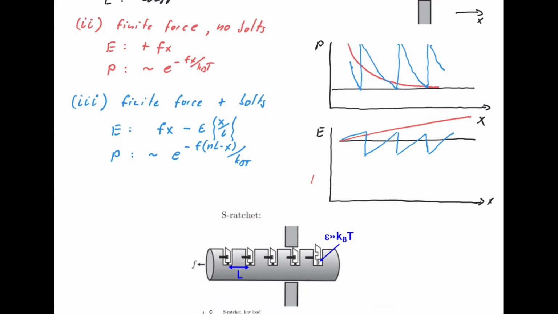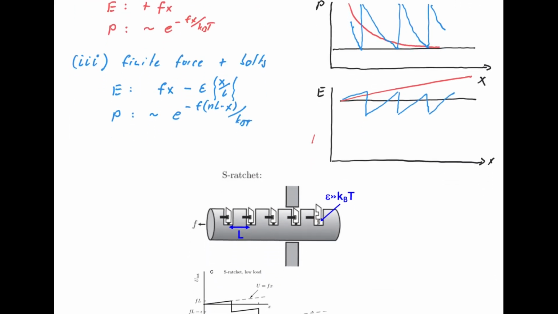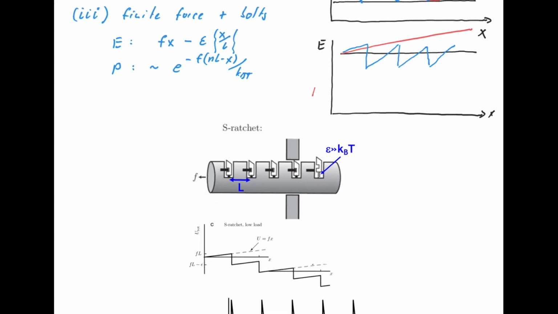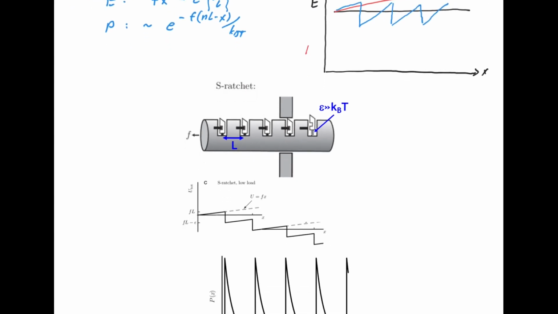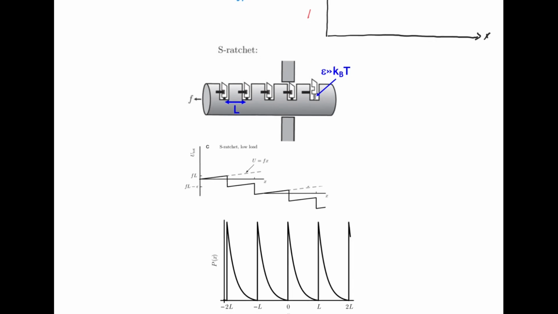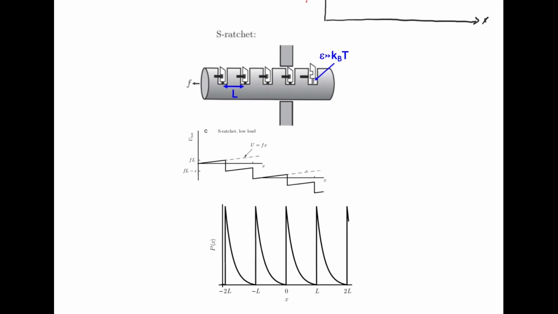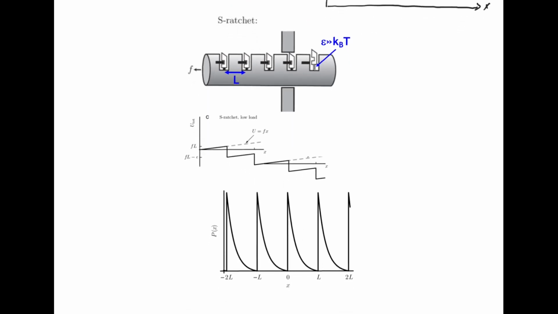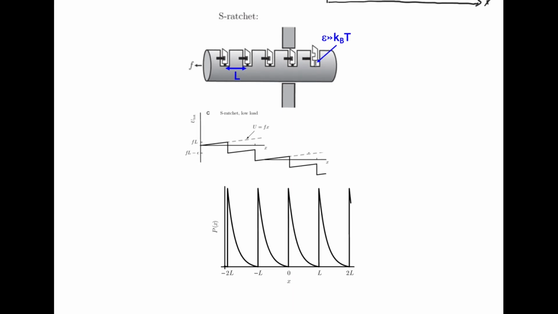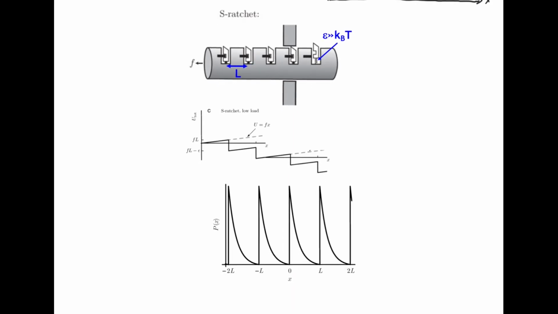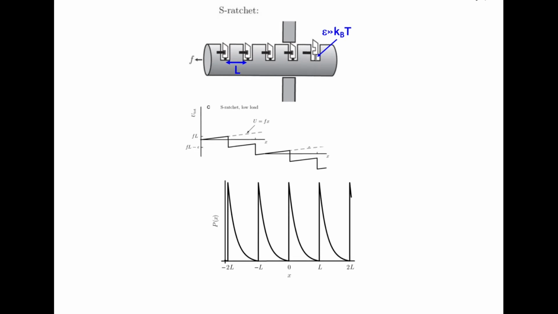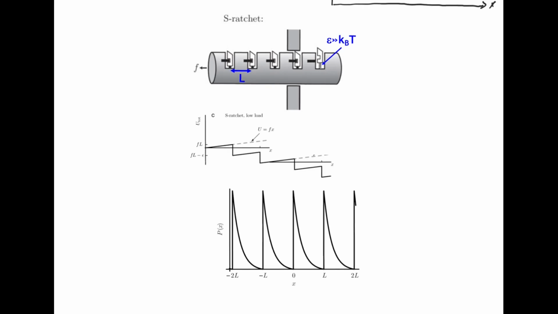Likewise, the probability distribution to find a motor at a given position is somehow peaked. It's highest close to the pawls and then just drops off until we reach the next pawl. Now, from this graphical model that we just developed, we would like to learn about the speed of the motor at various forces that are applied to it.